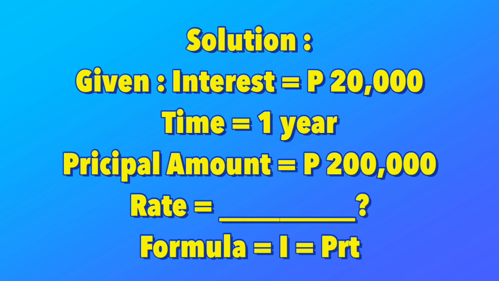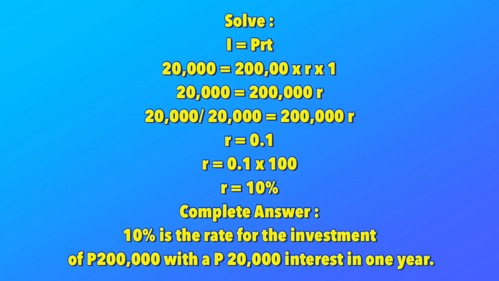Okay, we have to solve now. We will use the formula I equals PRT. So we have to substitute. The interest given is 20,000, and P is 200,000, and R is not given, and the time is 1 year. So we have to multiply 200,000 times R times 1. So that's why we have 200,000 R, and on the left side of the equation just bring down 20,000.